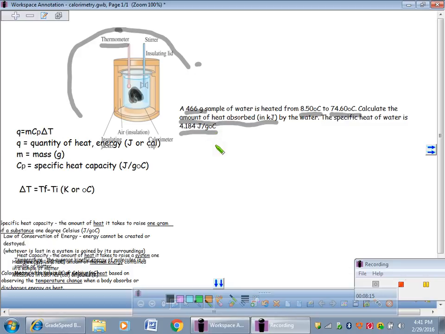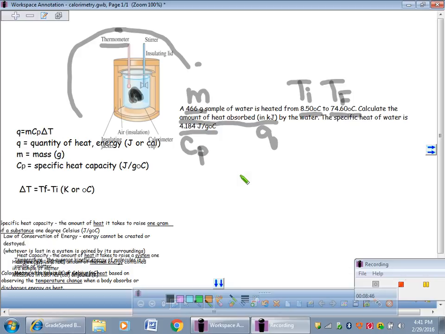So our 466 is our M, right? That's our mass. Our first temperature is our T initial. Our final temperature is our T final. And we are looking for heat, so that is Q. That's what we're solving for. And we have our specific heat.